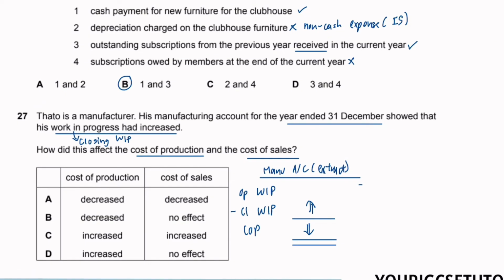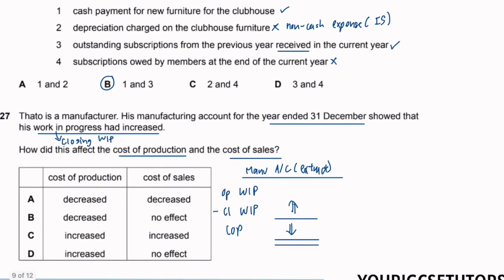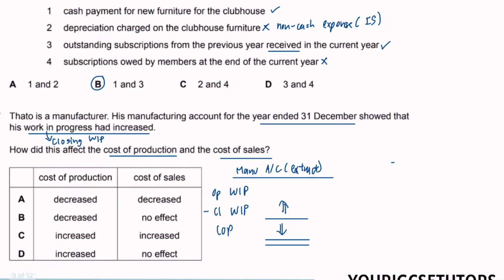Maybe you can put 5, and then your closing work in progress increases, so it's 7, then you get -2. But if your closing work in progress is lower, maybe you say 4, then you will get 1. Today our situation is this, so you can see that our cost of production is actually lower. Done with the manufacturing account abstract, we can go to the income statement abstract.